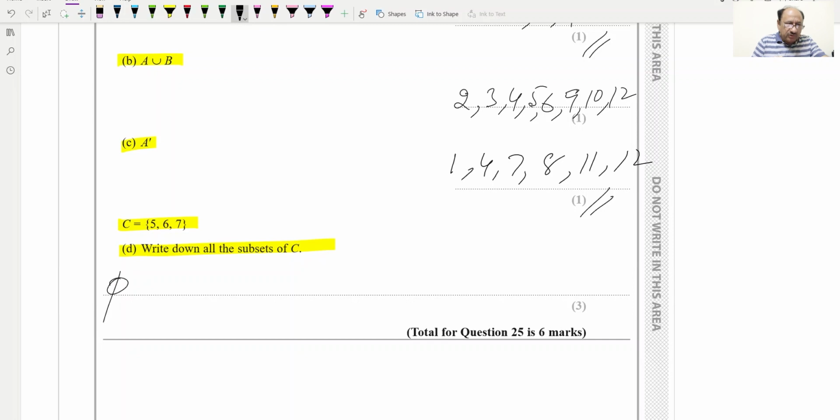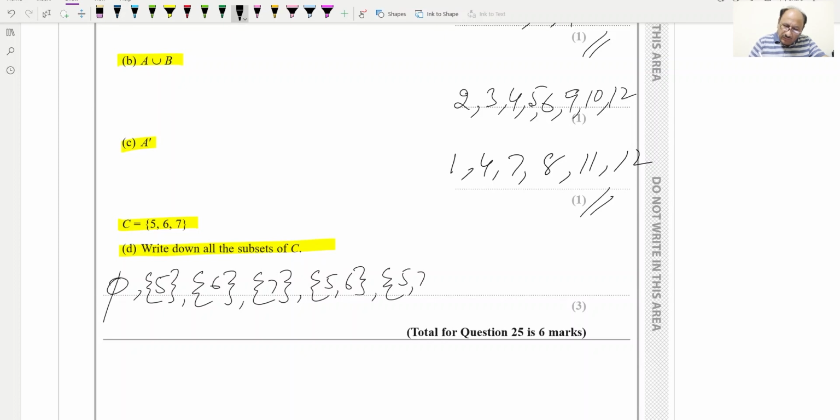I'm writing this 5, so 1 will be this one, then you can write 5, this will be one set, and 6 will be another one, then it will be 7, then we can write 5 and 6, and then we can write what else, 5 and 7, and then 6 and 7, and next will be 5, 6 and 7. So these will be 1, 2, 3, 4, 5, 6, 7, 8.